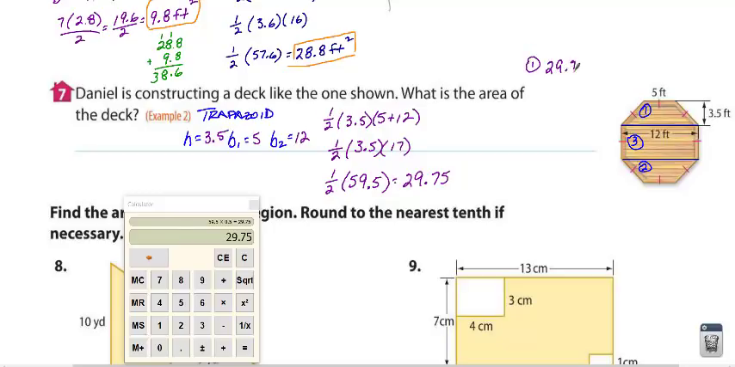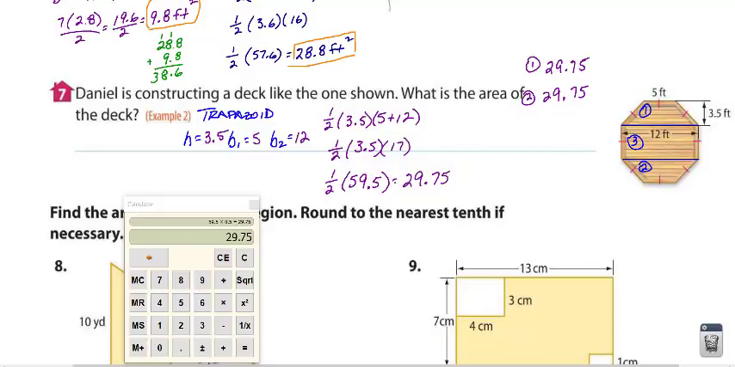So that 29.75, I'm going to use this to make my total. That 29.75 is the total of trapezoid 1 and trapezoid 2. In fact, I bet somebody out there has already looked at that and said, wait a minute, if you have them both, you didn't multiply by 1/2, you just keep the 59.5. I could have done that, but I want to show all my steps.